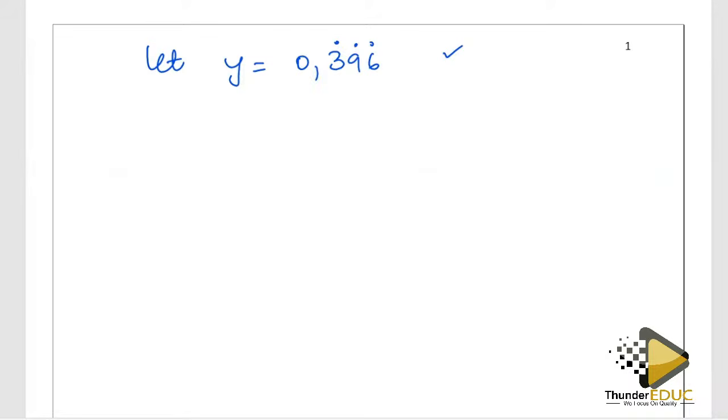Then since the three numbers that we have are recurring, we're going to multiply both sides by 1,000, so that the comma can cover all the numbers that are recurring. So this is going to be 1,000y is equivalent to 396, 396, and so on. Why am I adding this 396 again? Because remember, 396 is the same as 0.396, 396, and so on and so forth. So I just need to indicate this.